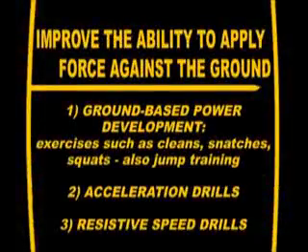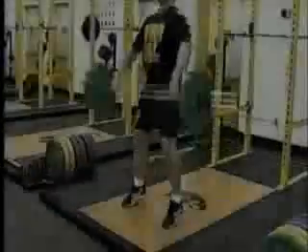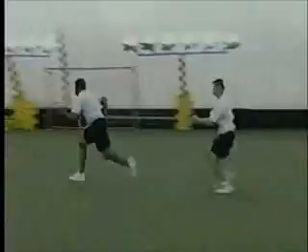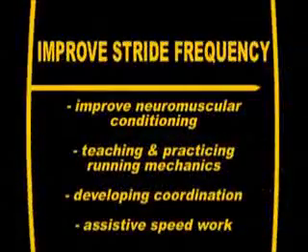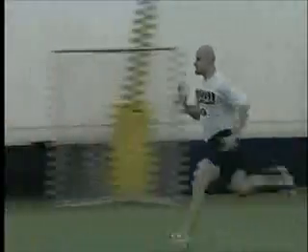It's improved by ground-based power development, exercises such as cleans, snatches, squats, also your jump training. You can also improve our ability to apply force against the ground through the acceleration drills that we'll demonstrate today, as well as resistive speed drills that we'll see on our video following. You can improve stride frequency by improving neuromuscular conditioning, teaching and practicing running mechanics, also through developing coordination and assistive speed work, all areas that we will discuss today in the video.